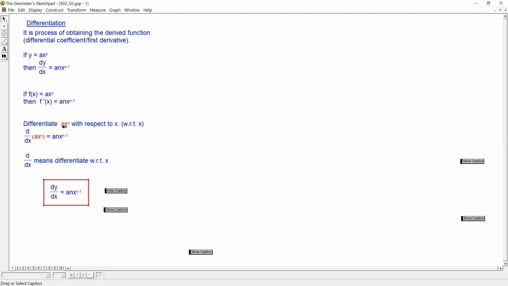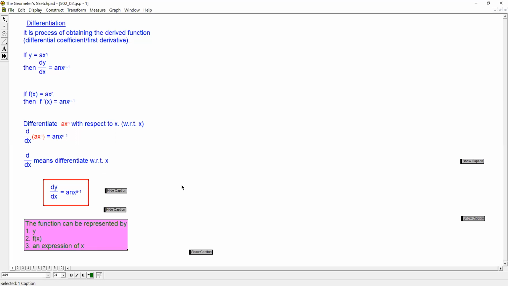Now another time, sometimes they will just say, differentiate ax to the power n with respect to x. Then if you look in front of this ax to the power n, there is no f, no y there. So if I want to find dy dx, I will say d dx of the given function. What does d dx mean? D dx means differentiate with respect to x. So I'm going to differentiate this given function with respect to x. And what's the answer? The answer is still the same, a n x to the power n minus 1. So you have to remember this.